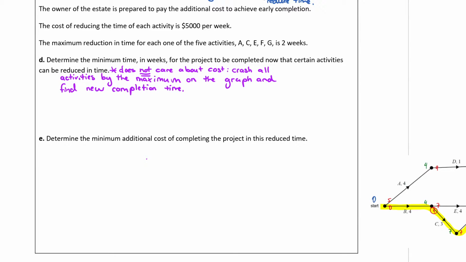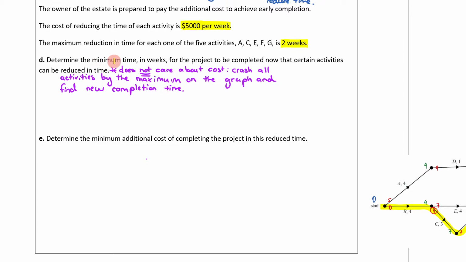All right, so we're now going to answer D and E here. It says the owner of the estate is prepared to pay the additional cost to achieve earlier completion. The cost of reducing the time of each activity is $5,000 per week. The maximum reduction in time for each of the 5 activities A, C, E, F, and G is 2 weeks.